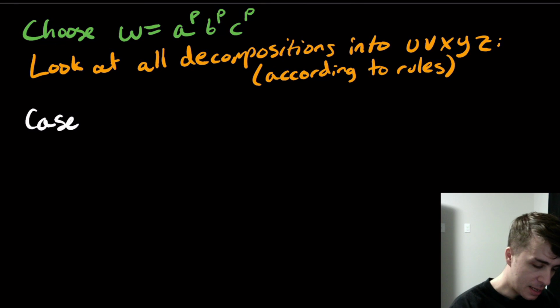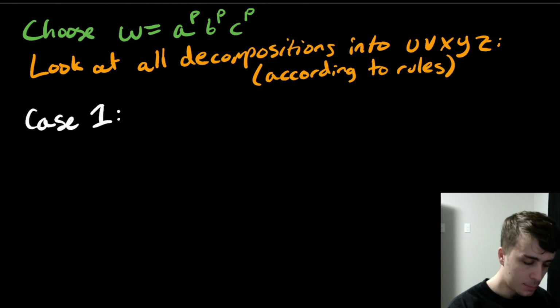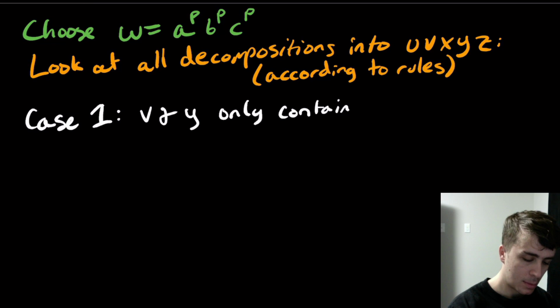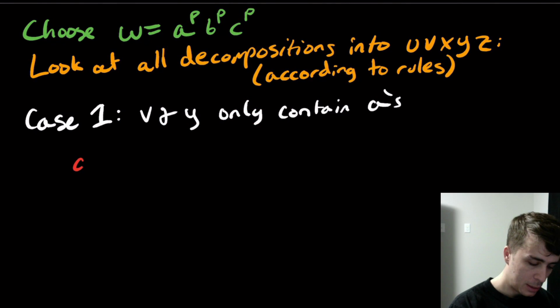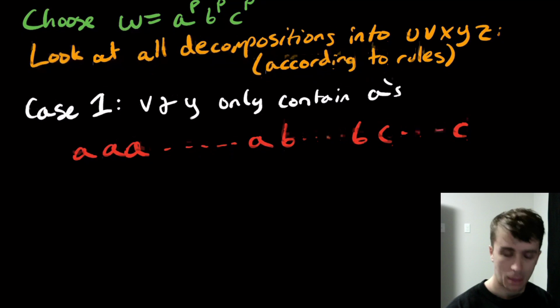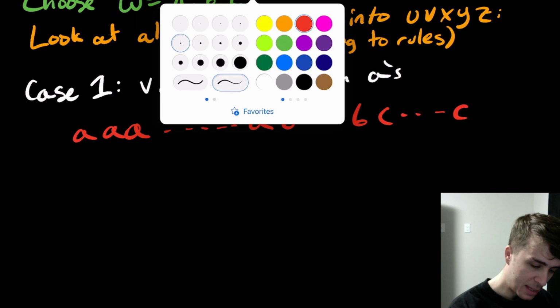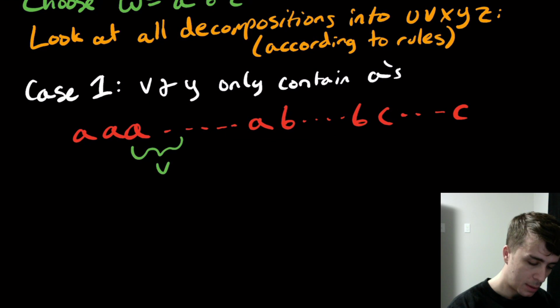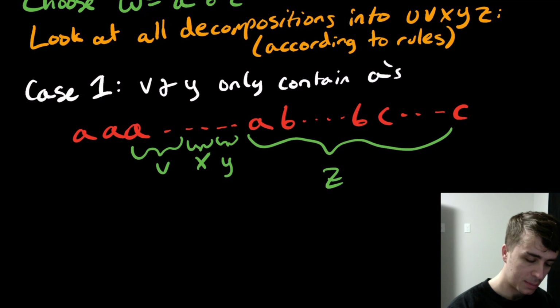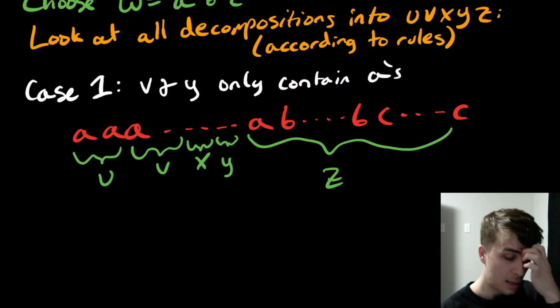So let's look at what I'm going to call case 1, which is that v and y only contain a's. If we look at what the string looks like, we have a bunch of a's, then b's, then c's, like this. If v and y only contain a's, then the v part is somewhere in here, the x part is in here, the y part is in here. The z part is the rest, and the u part is at the beginning. That's just what this case is saying.